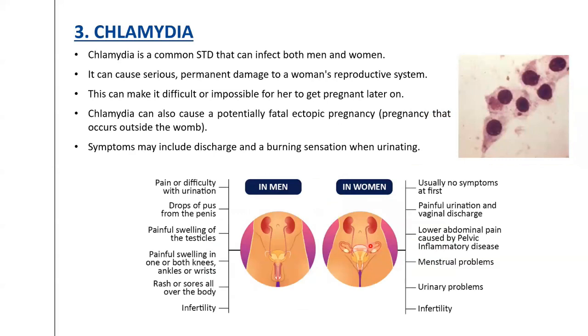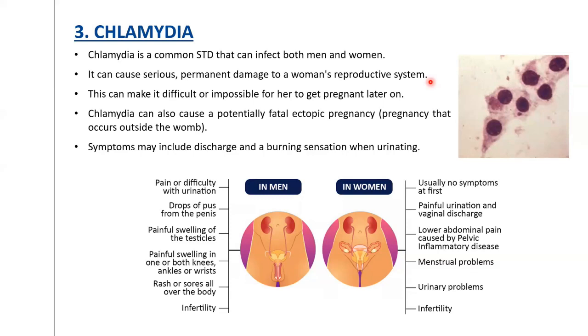Next one is chlamydia. Chlamydia is a very common STD that can infect both men and women. It can cause serious permanent damage to a woman's reproductive system. This can make it difficult or impossible for her to get pregnant later on. This kind of disease, like chlamydia, or as I talked about in the previous slide, damages the epithelial or internal lining of the uterus or the urethra or the genital urinary tract.